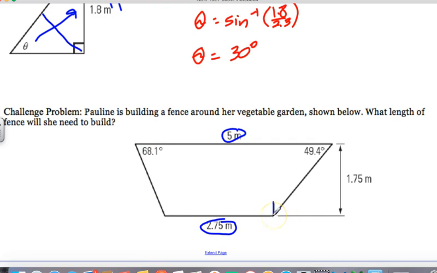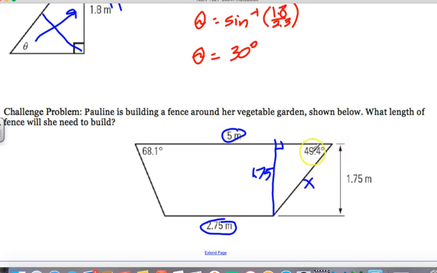All right, well, if I draw a right triangle right here, okay, now let's just look at this triangle. So I want to find this length, x. I know this is 1.75. Well, that's this right here. So this is 1.75. And I know this angle is 49.4 degrees. So I can use a trig function to solve for x.